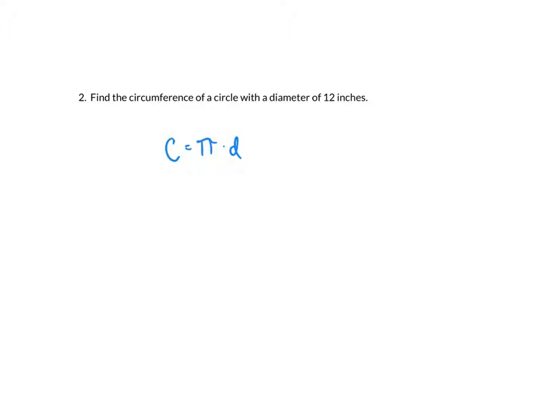Problem number 2. Find the circumference of a circle with a diameter of 12 inches. Here, I already know what the diameter is, so I'm just going to multiply pi, 3.14, times 12. So I'm going to go 3.14 times 12. When I do that, I'll do that quickly over here to the side. 4 times 2 gives me 8. 1 times 2 gives me 2. 2 times 3 gives me 6. I'm going to put down a 0 as a placeholder.